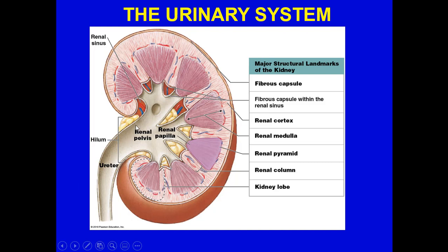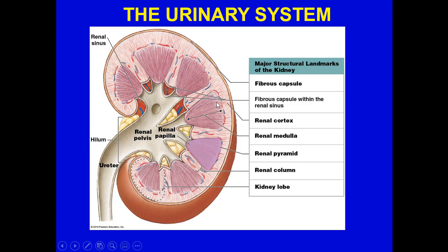Here's the renal pelvis, sort of a centralized site that leads into the opening of the ureter. You can see here the renal sinus, which is where some of the blood vessels are moving out into. You have, of course, this whole structure here, which makes up the kidney lobe. And that's composed of the renal pyramid and the renal papilla, which is sort of the tip here.